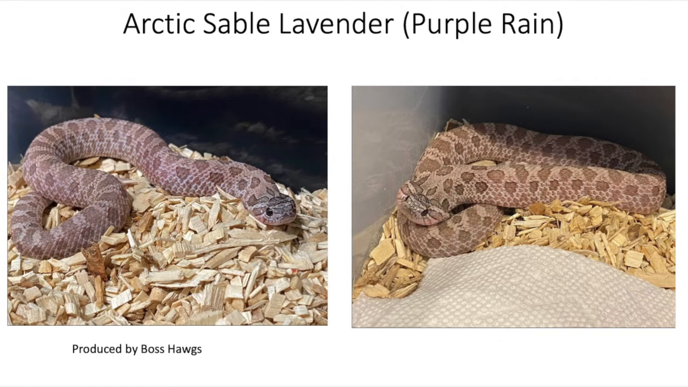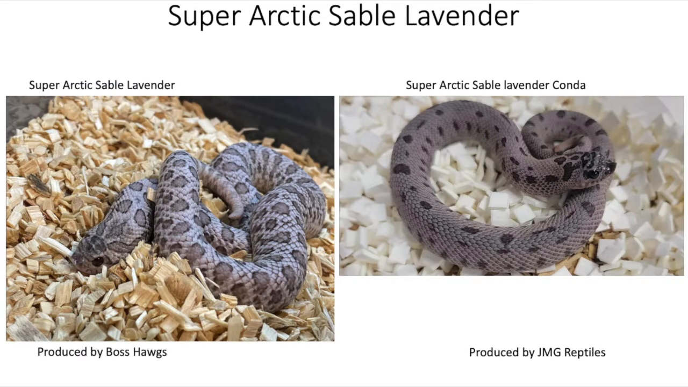And then last year, the Arctic sable lavender was produced by Boss Hogs. And when we take it a step further, we have the super Arctic lavender. On the left hand side, we have the super Arctic lavender, and then we have the super Arctic lavender conda, which was produced by Jeff Gelwood this year. Very unique looking snake right there. Very good combination. As you can see, the sable gene definitely enhances the lavender and gives you a very unique snake, especially in terms of the saddles.